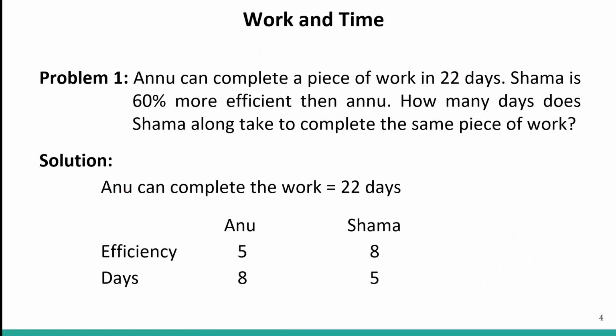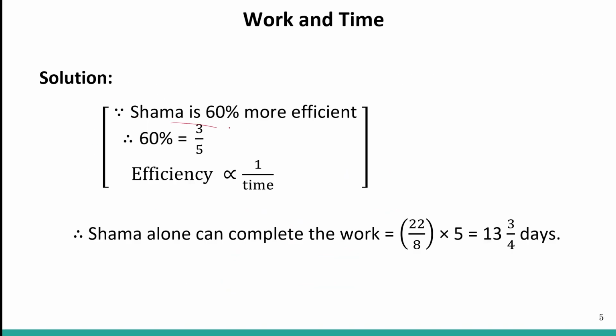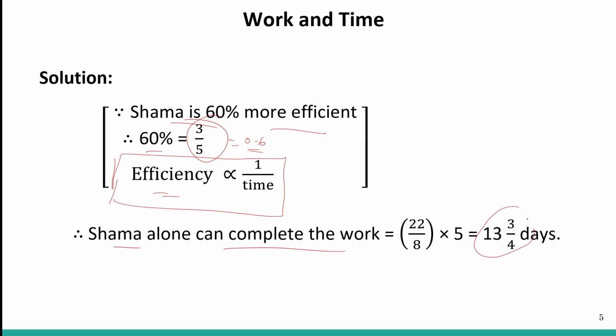Let's see the step-by-step solution. Anu can complete the work in 22 days. If Anu's efficiency is 5, then Sama's is 8, because she is 60% more efficient than Anu, as given in the question. 60% is equal to 3 by 5 or 0.6. Efficiency is inversely proportional to time, that is the proportionality relation we have here. So Sama alone can complete the work in 22 by 8 into 5, that is equal to 13 whole and 3 by 4 days. So this is the correct answer.